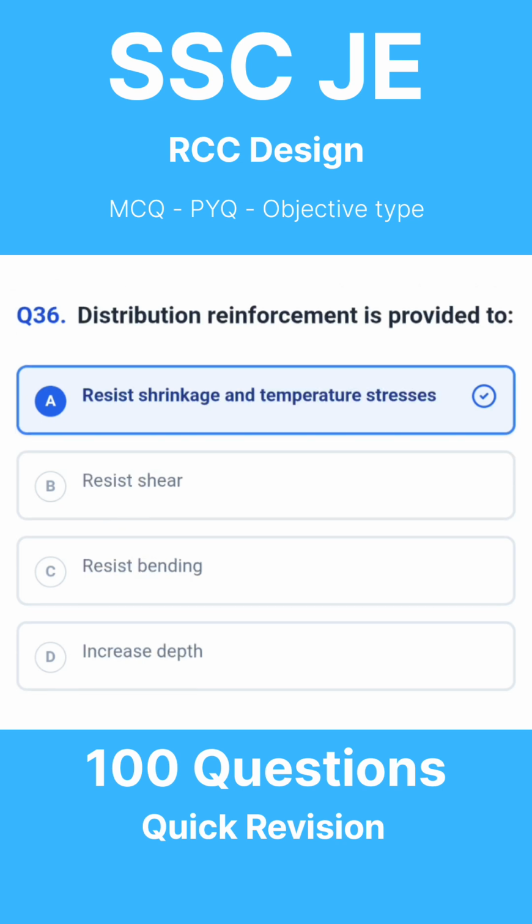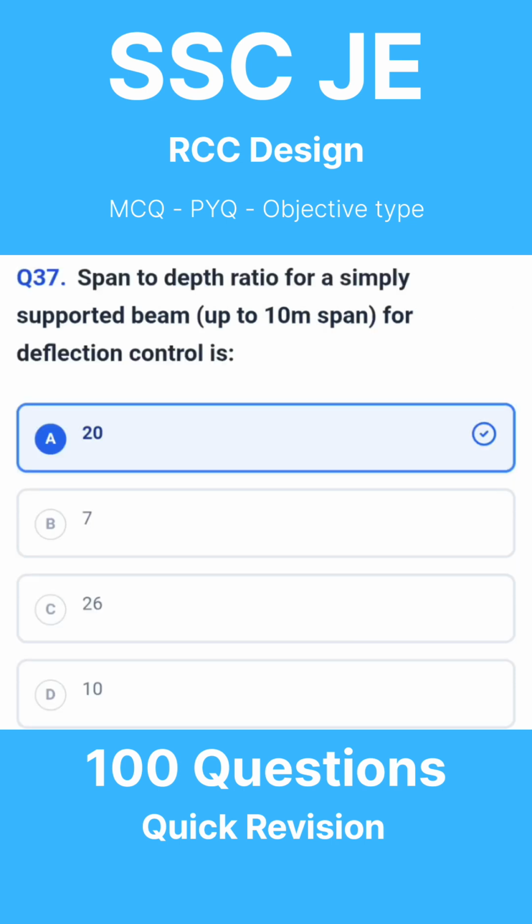Question 36. Distribution reinforcement is provided to. The correct answer is resist shrinkage and temperature stresses. Question 37. Span to depth ratio for a simply supported beam up to 10 meters span for deflection control is. The correct answer is 20.